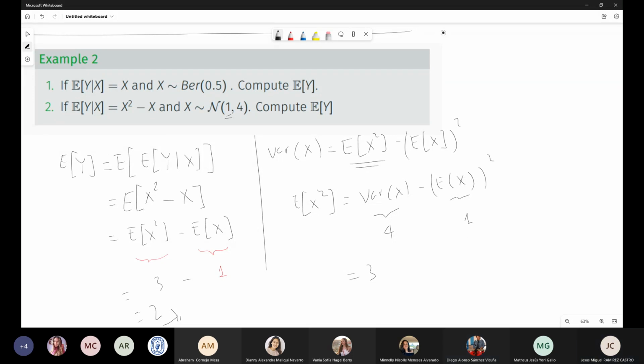No. This is usually the variance. The variance.